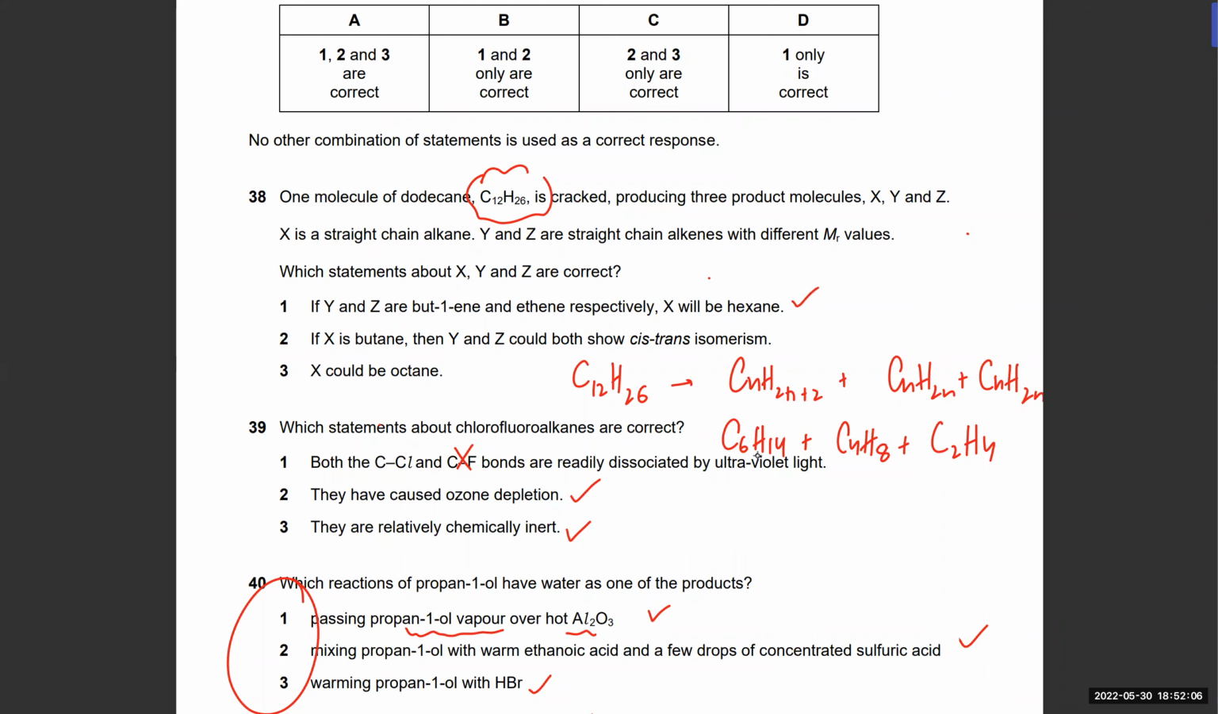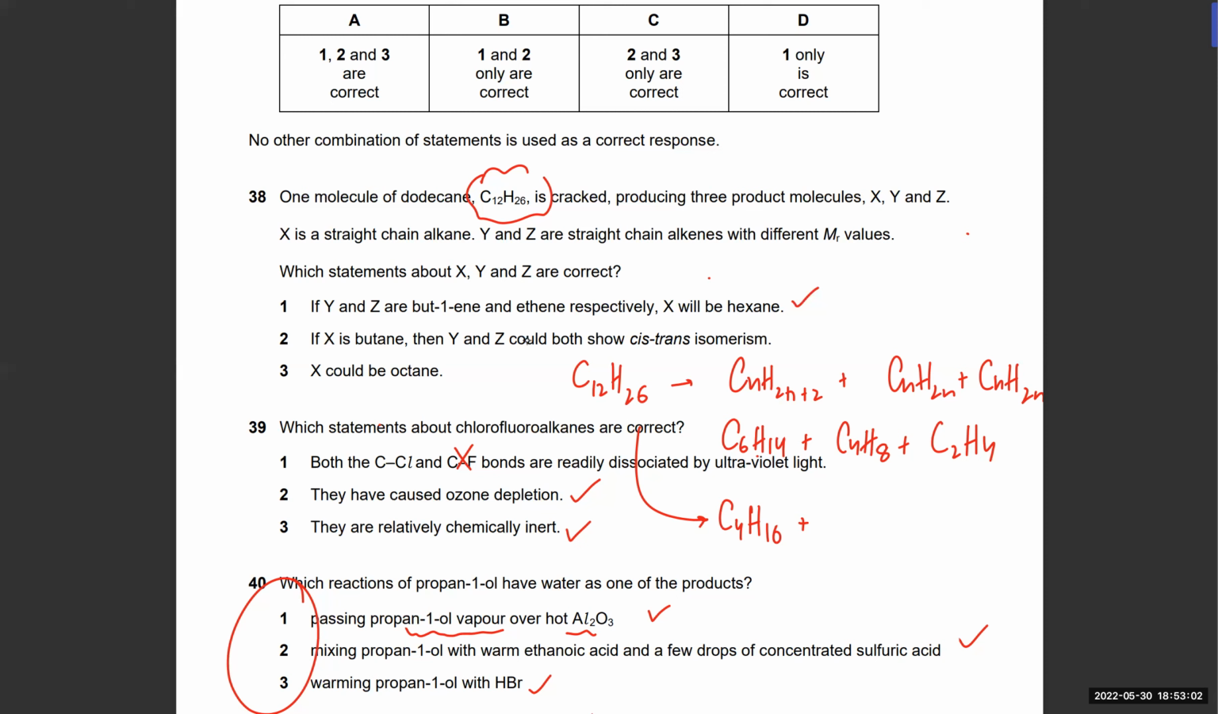What about the second one? If X is butane, Y and Z could both show cis trans. So X is now butane, so that's C4H10. What are the possible formulas of the 2 alkenes, and can they both show cis trans? You're left with 8 carbons. So you can have a 5 carbon atom alkene. Can anyone answer this? Will both of the 2 remaining alkenes show cis trans? And it says no. What can the 2 remaining alkenes be?